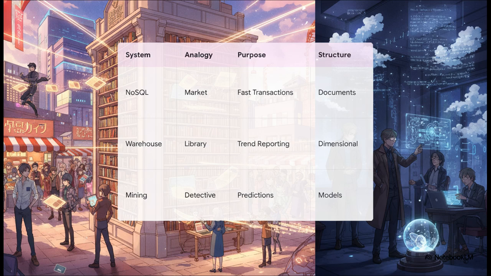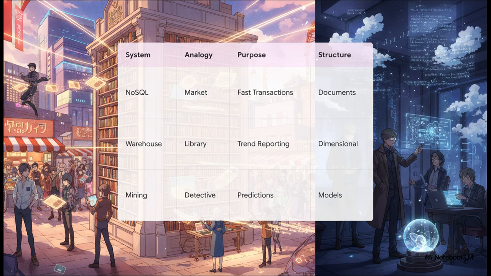NoSQL is your agile market. Its primary purpose is handling high-volume, dynamic transactional data using schemaless documents that scale horizontally. The data warehouse is your historical library. It takes the output from that market, cleans it up, and stores it in highly structured dimensional schemas designed specifically for read-heavy, long-term trend reporting.